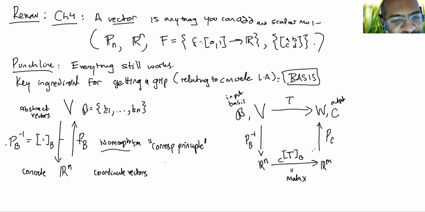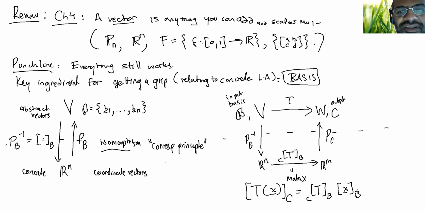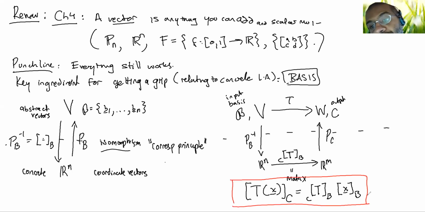We found a formula for developing this, and again the same thing was true: any statement about the linear transformation that's true upstairs is true downstairs, and that's encapsulated by this identity. If you look at T of x, its coordinates in the output basis are equal to the matrix with respect to the pair of bases times the coordinate vector in the input basis. It's the same idea. You're turning something abstract into something concrete using these isomorphisms, and the ingredient you need for that is a basis or pair of bases.